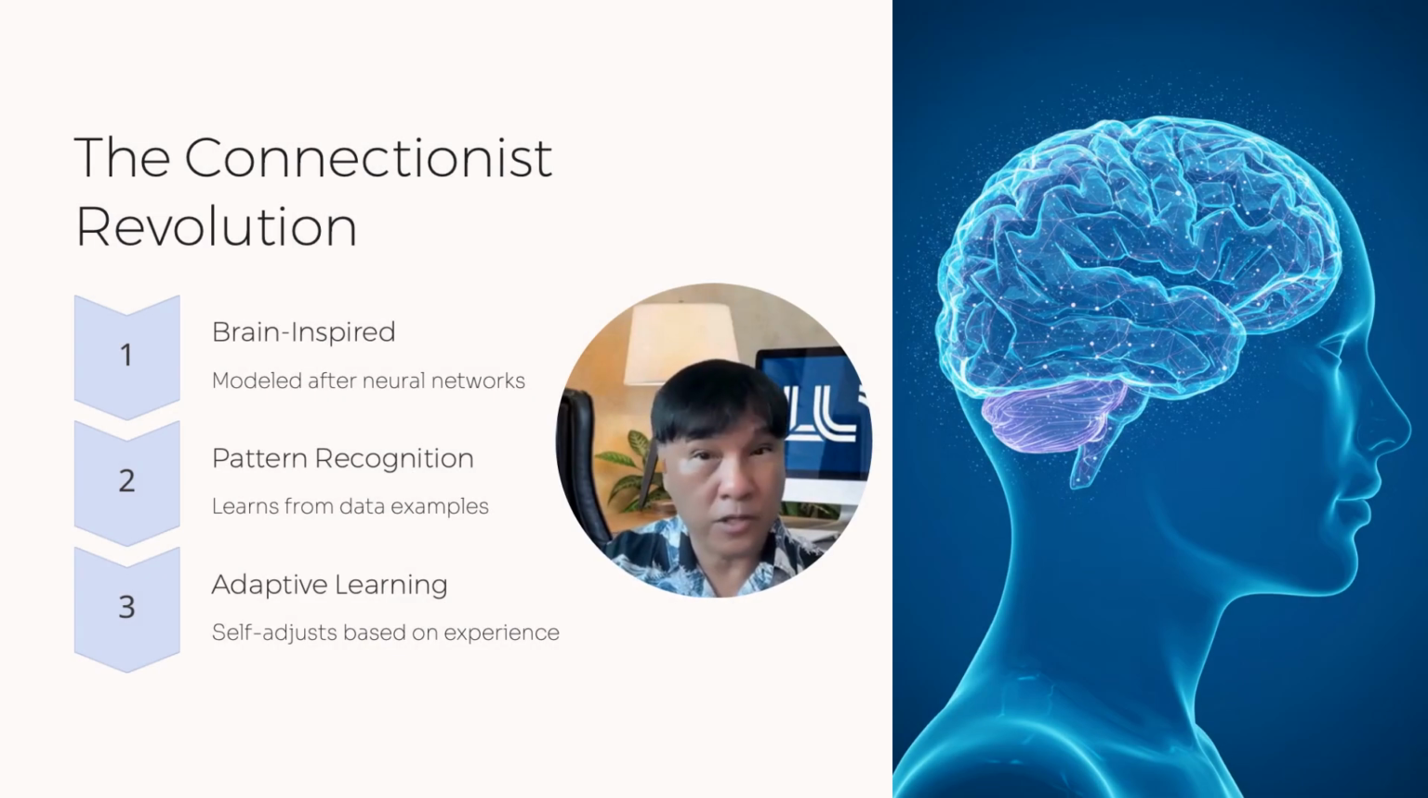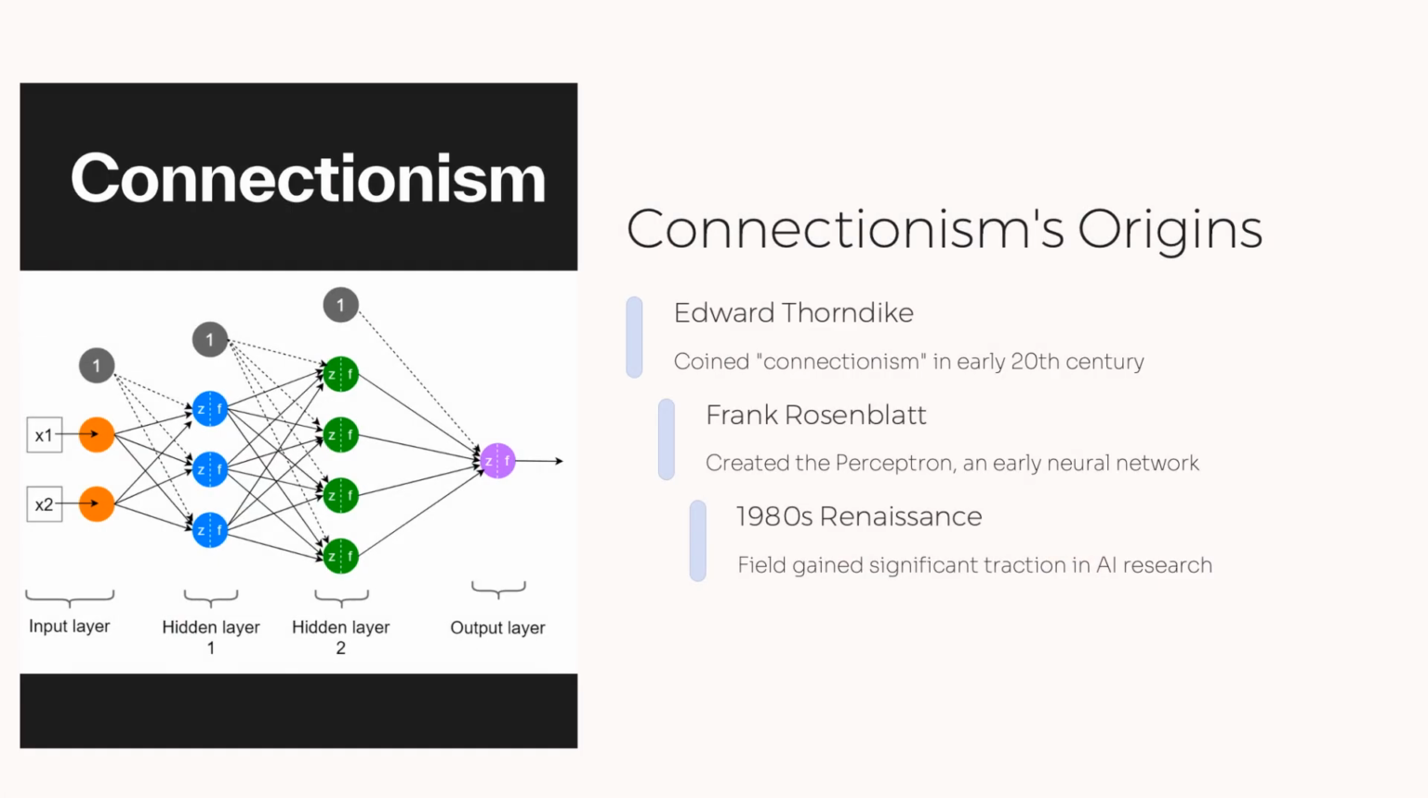In contrast to the rigid logic of symbolism, connectionism took inspiration from the brain's neural networks. Instead of encoding knowledge into structured rules, connectionist AI learns from patterns in data, much like how humans recognize faces or understand language. The term connectionism was coined by psychologist Edward Thorndike in the early 20th century. Early neural networks, like Frank Rosenblatt's perceptron, hinted at the potential of machine learning. But it wasn't until the 1980s that AI researchers found ways to overcome their limitations.